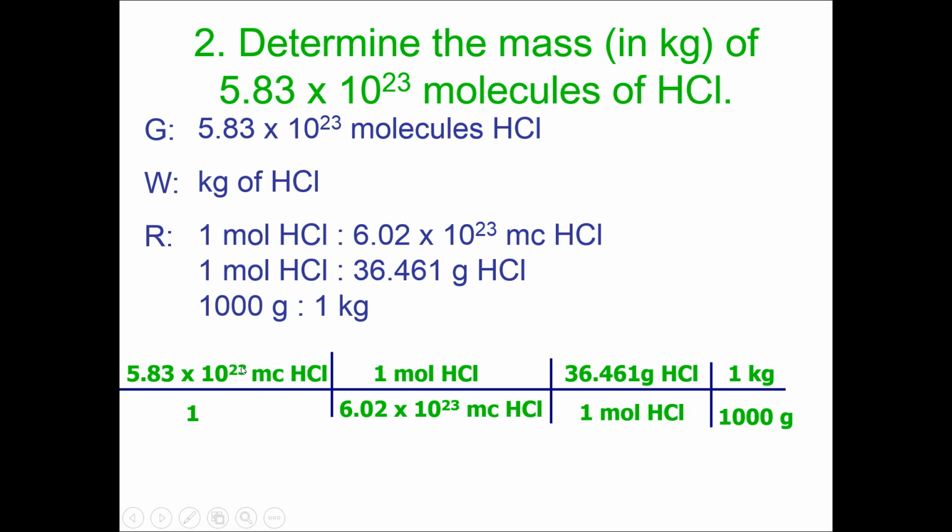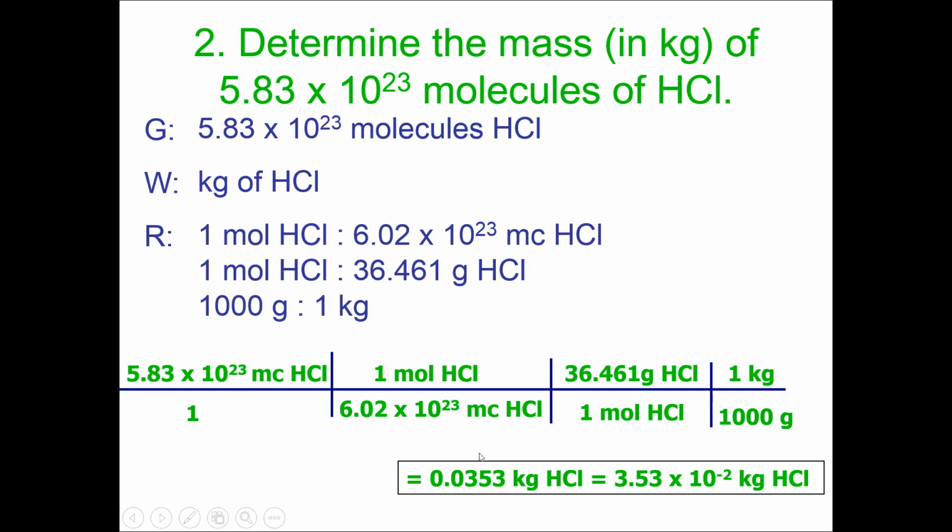5.83 EE23 divided by 6.02 EE23 times 36.461 divided by 1,000. For every number in the numerator, you can multiply them. For every number in the denominator, make sure to hit the division sign between each value or use your parentheses. However you do it, you should get an answer that looks like this or this.